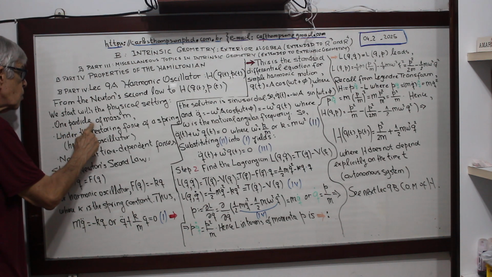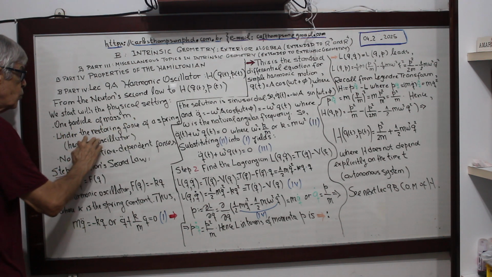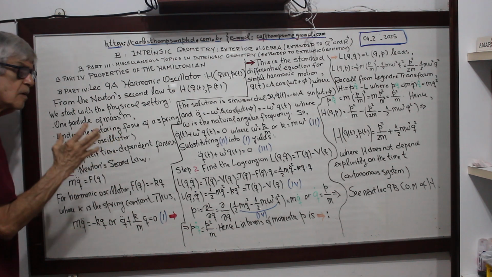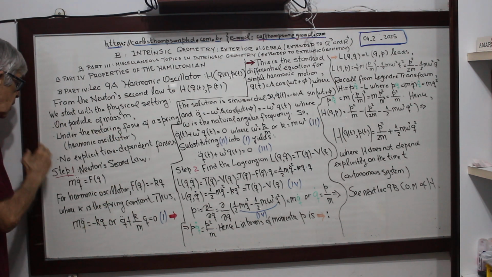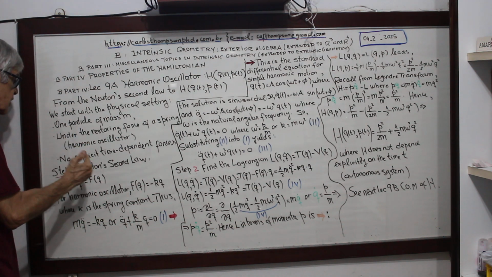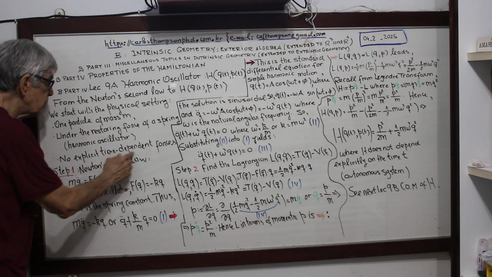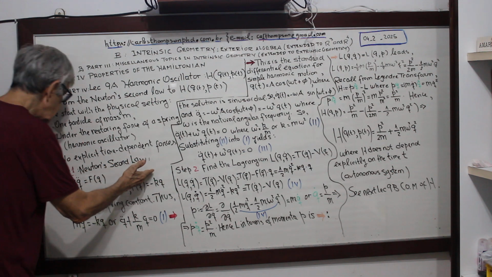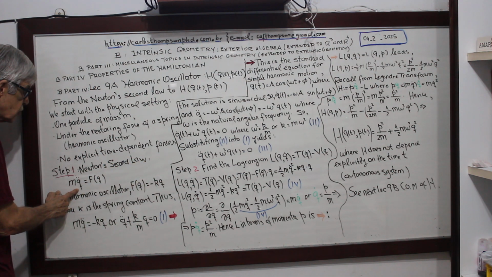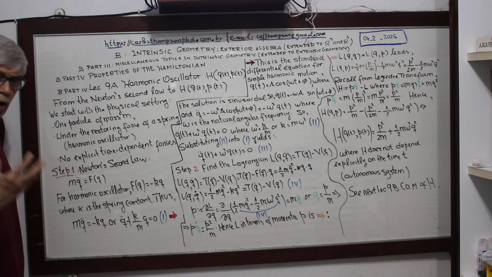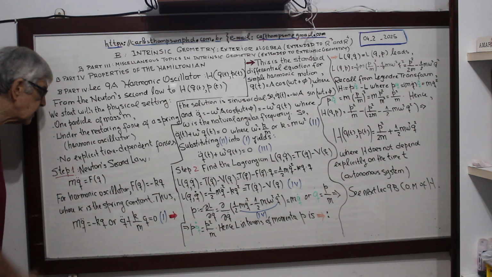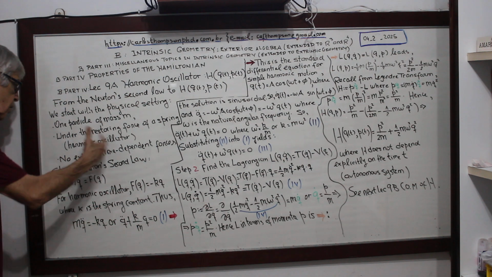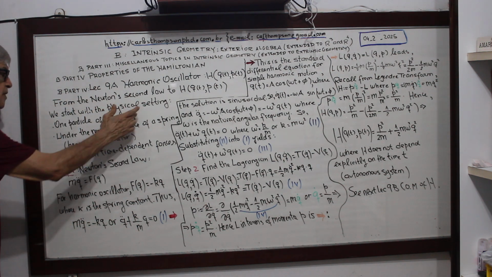First, one particle of mass m under the restoring force of a spring. This is what we call a simple harmonic oscillator. So again, I will emphasize that there are no explicit time-dependent forces. I will start from step 1, Newton's second law: mass times acceleration is equal to the resultant of all the forces that act on this body of mass m.